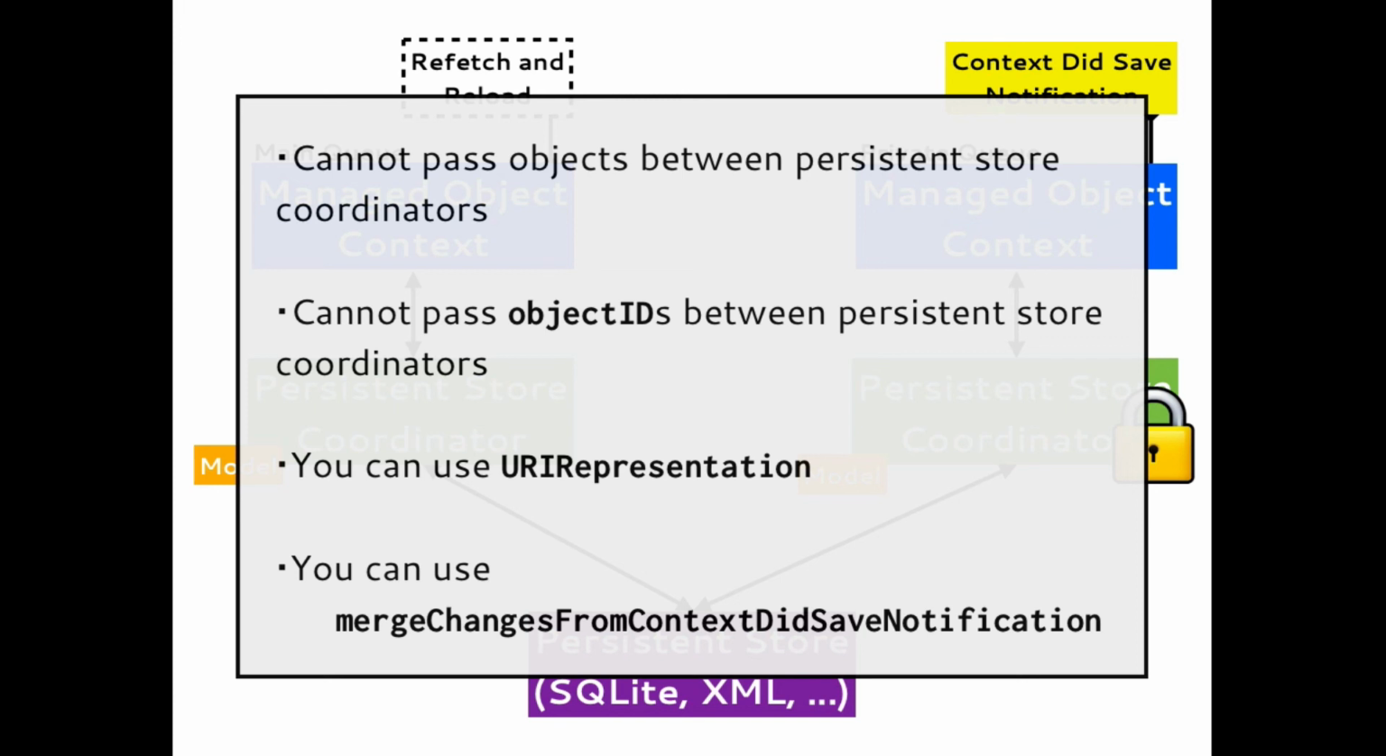But if you do this stack, it's not as easy to debug. There are some issues. You can't pass objects between them. They have separate persistent store coordinators, so you can't move those objects between them. You can't pass object IDs, which is often what you use in multi-threading. But you can use a URI representation, and you can merge changes from the notification. So I think it's still useful.